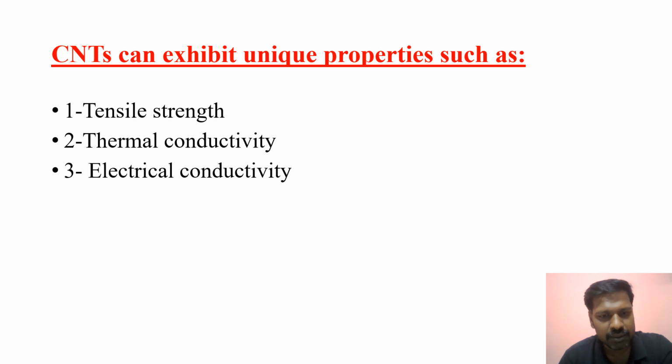Multi-wall carbon nanotubes consist of two or more nanotube walls. The walls are held together by van der Waals forces. Multi-wall carbon nanotubes are easier to produce and are widely used in composites and structural materials.